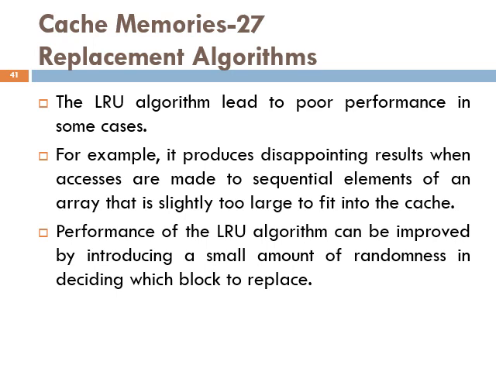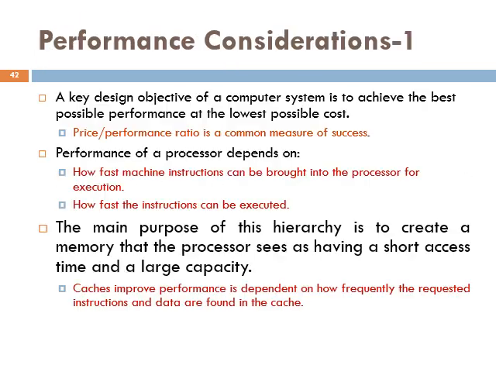Although it performs well for many access patterns, it can lead to poor performance in some cases. For example, it produces disappointing results when accesses are made to sequential elements of an array that is slightly too large to fit into the cache. Performance of the LRU algorithm can be improved by introducing a small amount of randomness in deciding which block to overwrite.